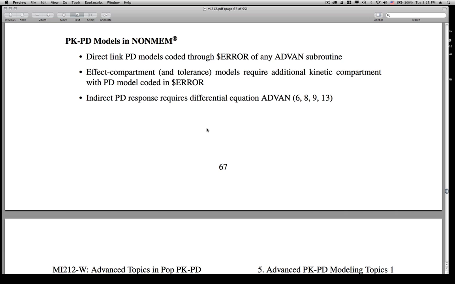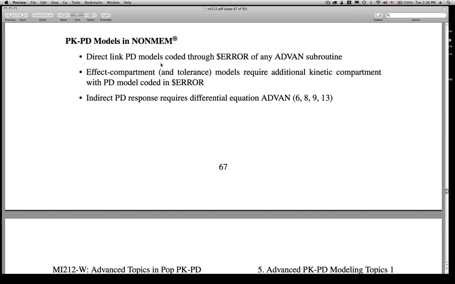Implementation of PK-PD models. So these are linked models in NONMEM. So the direct linked models are easy. Those we can just link the PK predictions to pharmacodynamic predictions through the error block of any of the advan routines. Effect compartment models and this tolerance model we'll talk about.